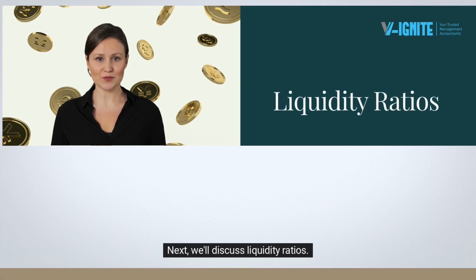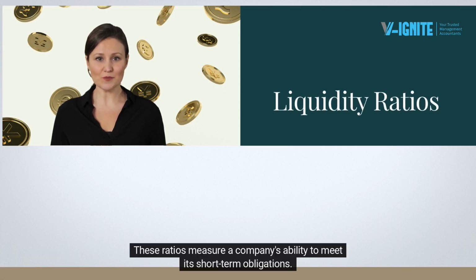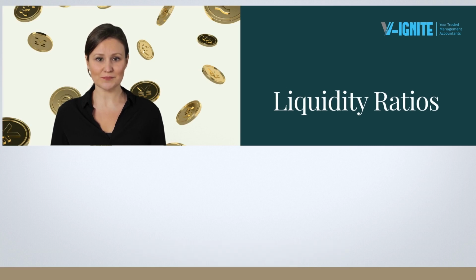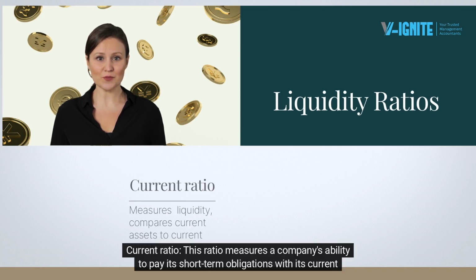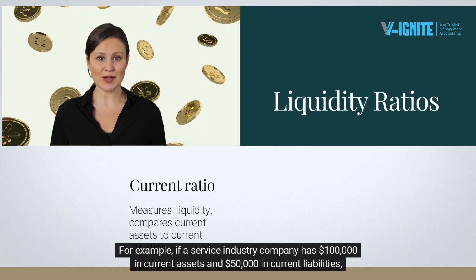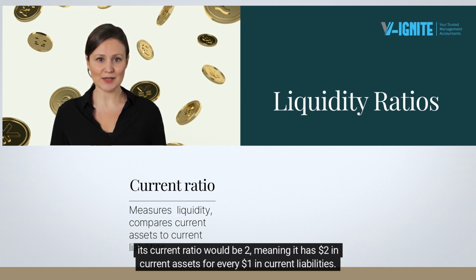Next, we'll discuss liquidity ratios. These ratios measure a company's ability to meet its short-term obligations. Current ratio. This ratio measures a company's ability to pay its short-term obligations with its current assets. For example, if a service industry company has $100,000 in current assets and $50,000 in current liabilities, its current ratio would be 2, meaning it has $2 in current assets for every $1 in current liabilities.